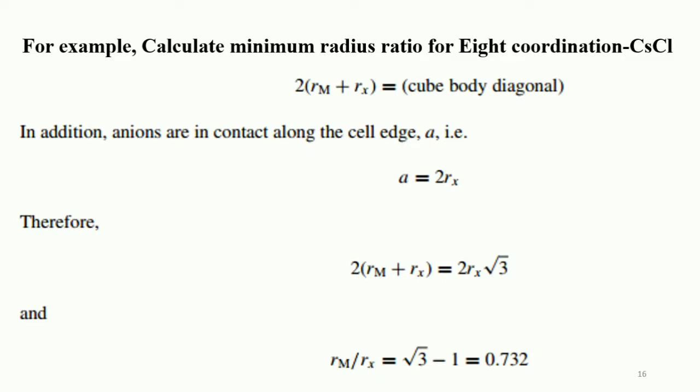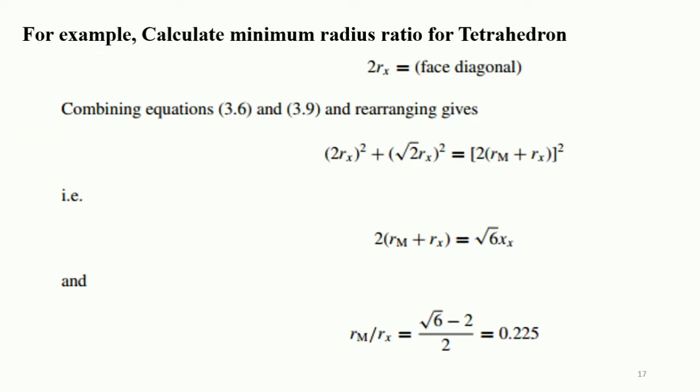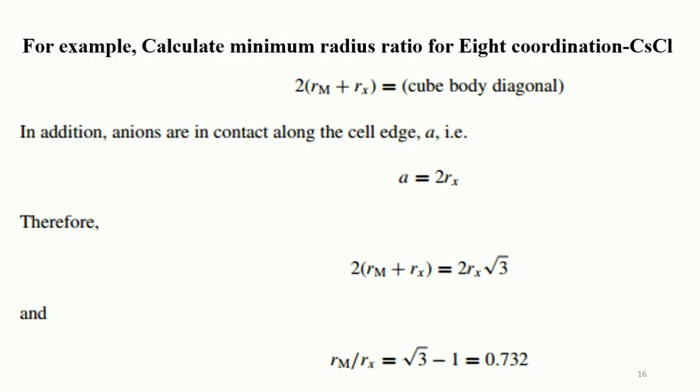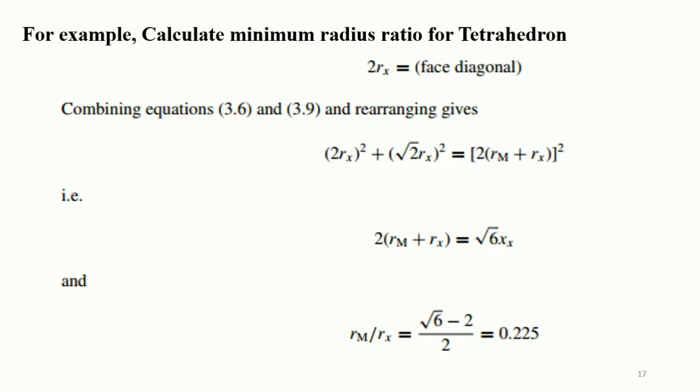Applying the Pythagoras theorem, 2rx squared is equal to 2(rm plus rx) squared. That is 2rx root 2 is equal to 2 into (rm plus rx), and rm over rx is equal to root 2 minus 1, which is 0.414. So for a radius ratio below 0.414, the cation is too small for an octahedral site and instead should occupy a site of smaller coordination number.